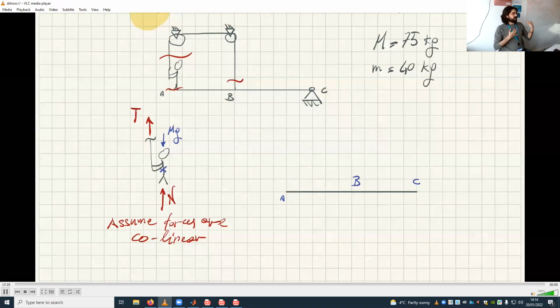Well, if the man feels a normal force from the beam, the beam also feels the same normal force from the man. It's the same magnitude, but it's acting in the opposite direction, because when I reconnect the man to the beam, these two forces cancel each other out. Agreed? That's how it works. Now we have the rope here.